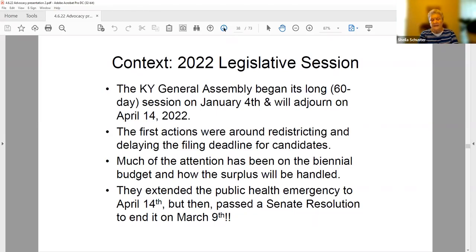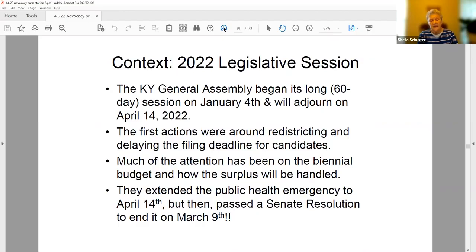So we began our session, the current session, January 4th. The first actions were around redistricting, which they do every 10 years. That delayed the filing deadline for candidates for state legislative offices. A couple of the redistricting maps are being challenged in court, but they are not being held up in terms of being implemented.